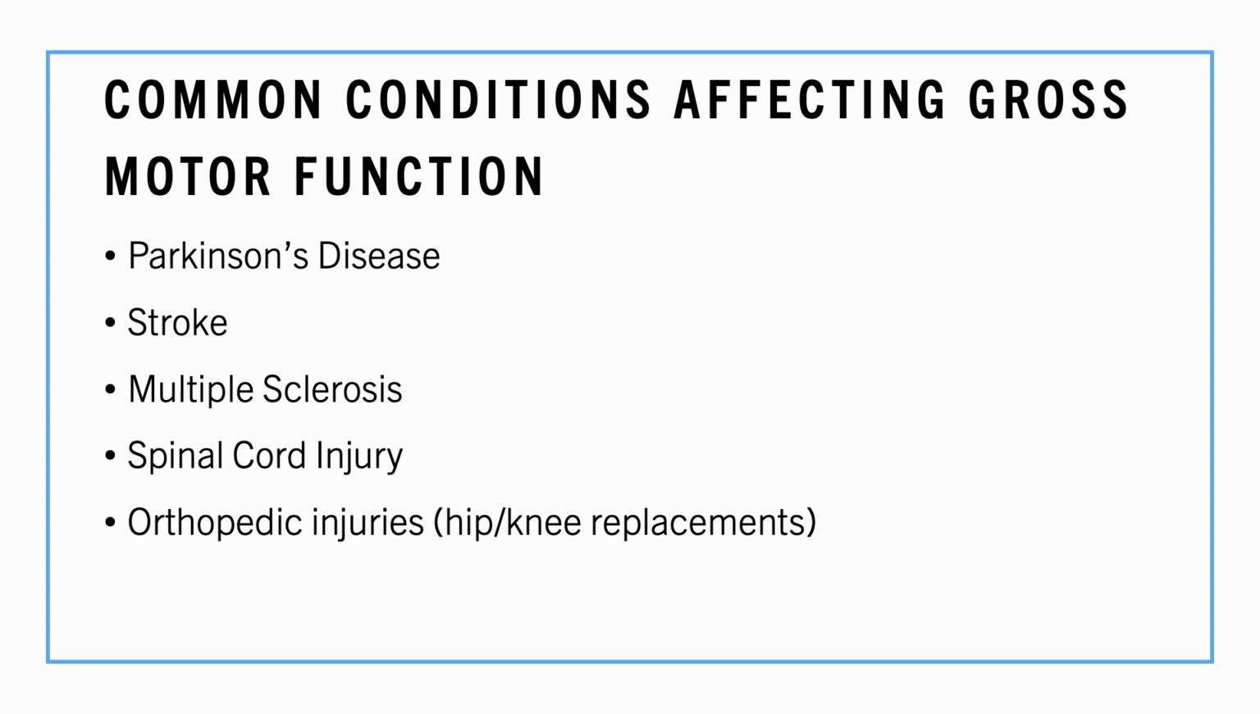So some common conditions that you may or may not be familiar with that could affect motor functioning are Parkinson's disease, which often causes tremors and postural instability; stroke, which can lead to weakness or paralysis on one side of the body; multiple sclerosis, or MS, which can cause fatigue and poor coordination; spinal cord injuries, which affect trunk control and mobility; and orthopedic injuries such as hip or knee replacements. Those may also temporarily limit movement for a person.